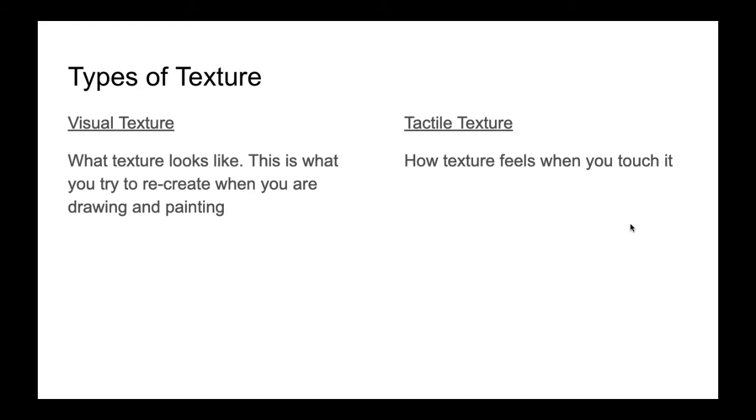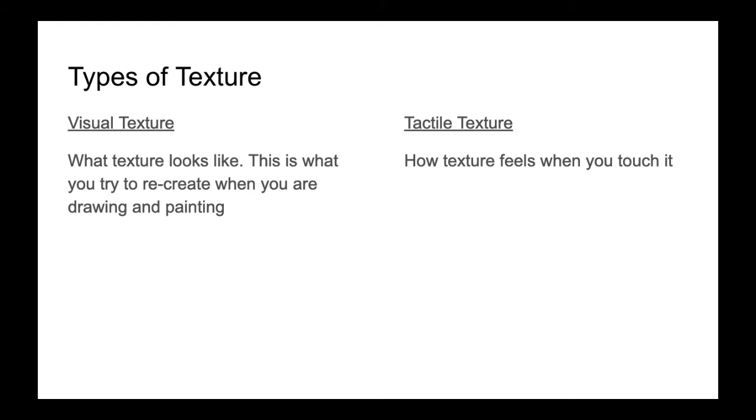So as artists, we are more concerned with visual texture. So visual texture is what a texture actually looks like. So I could look at a glass jar and I could know that it's smooth, and I can know that it's shiny because light's reflecting off of it. Whereas tactile texture is what the texture actually feels like when you touch it. So usually we can get a sense of the tactile texture of an object just by looking at it.